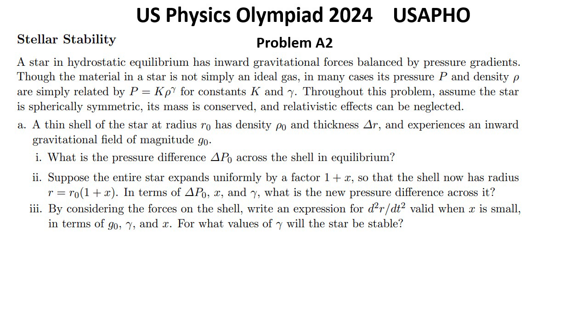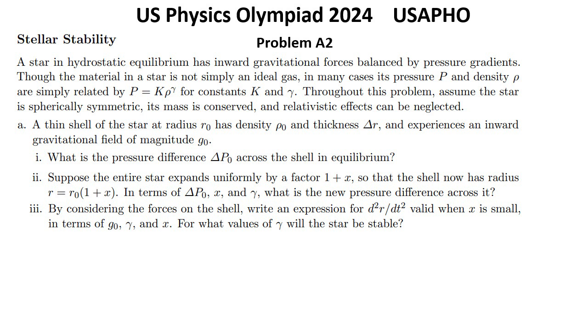Question A. A thin shell of the star at radius r0 has density ρ0 and thickness δr, and experiences an inward gravitational field of magnitude g0. Part 1. What is the pressure difference δP0 across the shell in equilibrium?